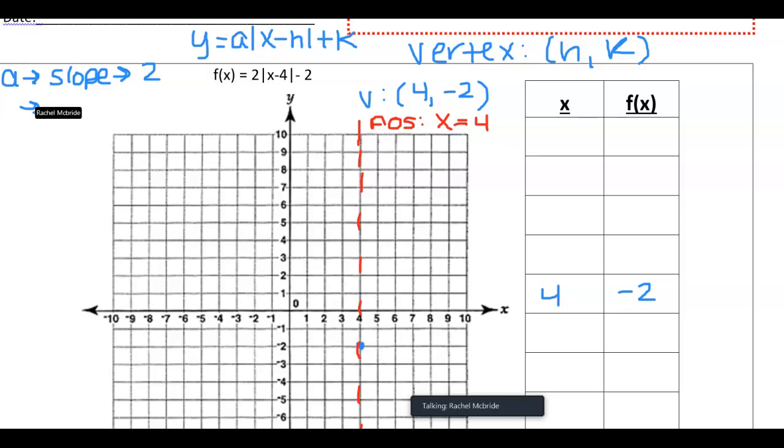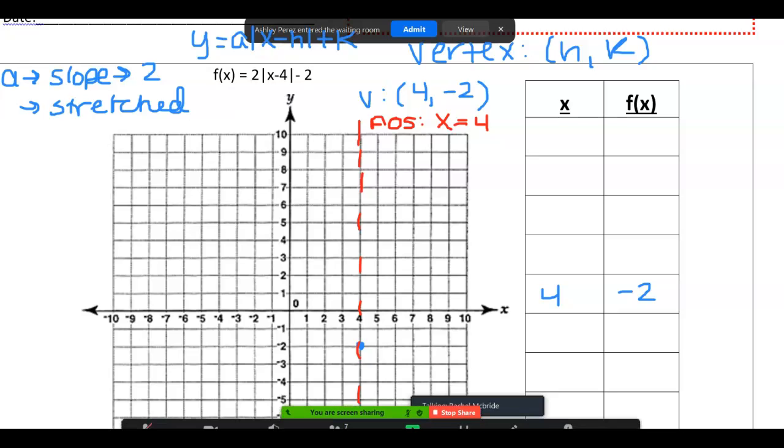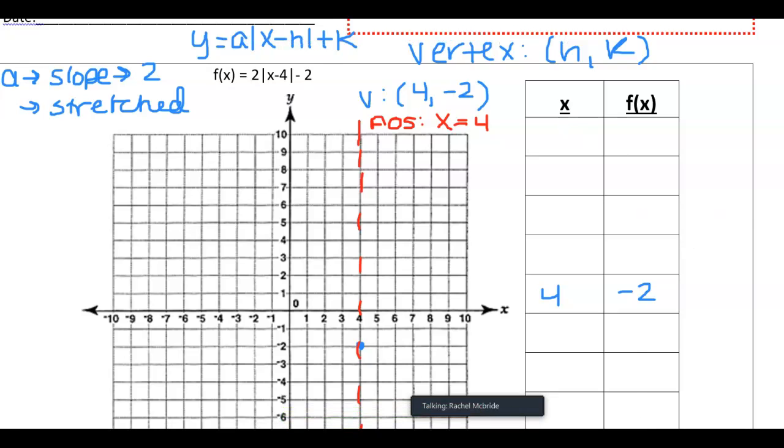And that 2 tells me that my graph is stretched. So this graph is going to be more narrow than its parent function. So it's stretched, it's moved. That positive h tells me that it is moved to the right 4, and that negative 2 tells me it went down 2. So again, the graph is stretched, right 4, down 2.